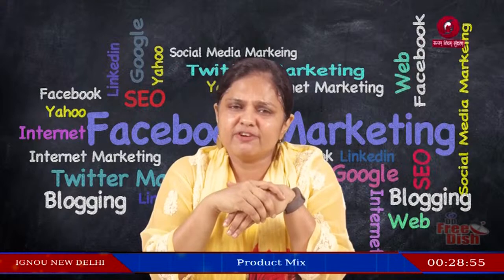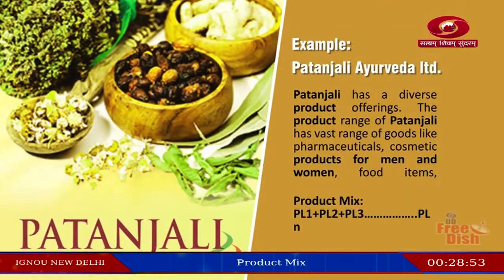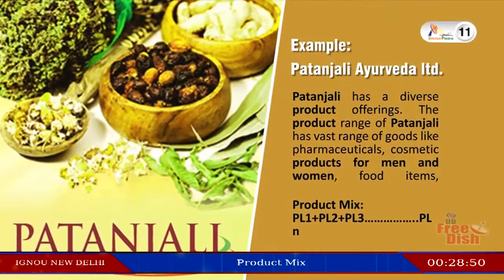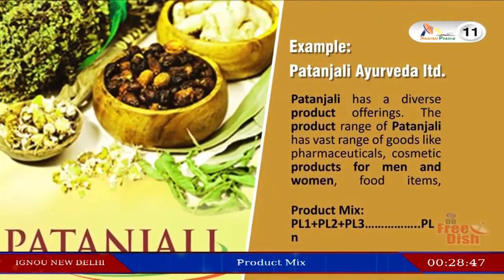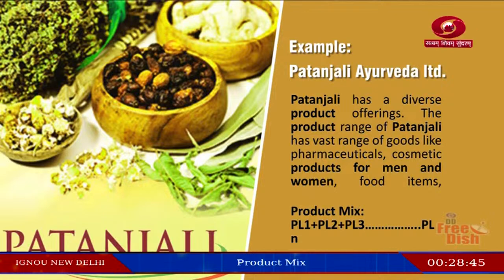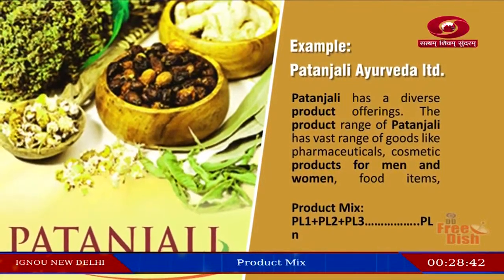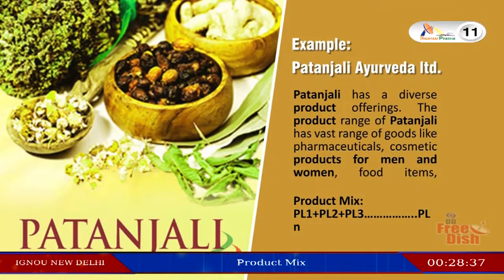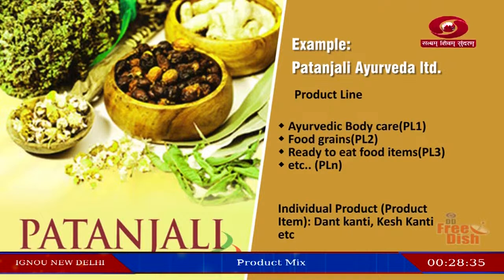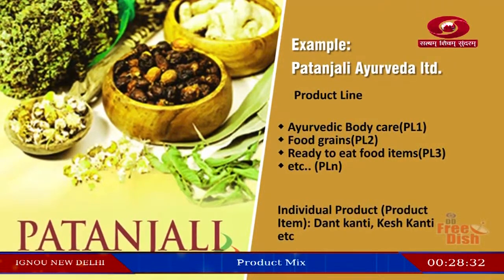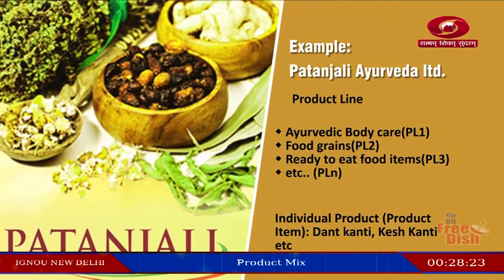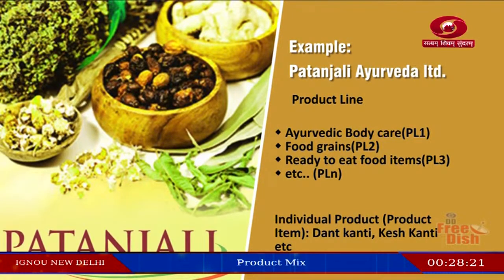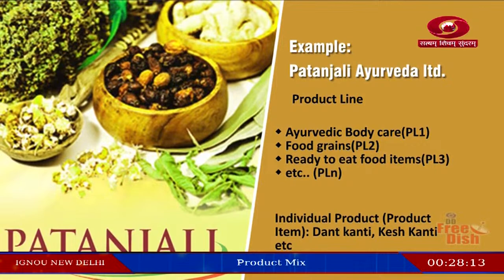So in this case, product line 1, product line 2, product line 3, and likewise whatever number of product lines Patanjali Ayurveda Limited has, if you add them, it becomes the product mix. And if you talk of a separate range, that becomes a product line. Say for instance, Ayurvedic body care may be product line 1, food grains product line 2, ready to eat product line 3. There are certain products within them, and those are known as individual products. Like if we talk of dental care, Dant Kanti would be an individual item.